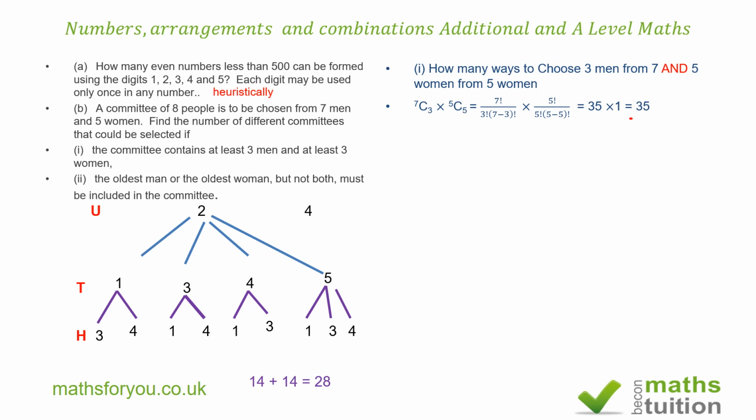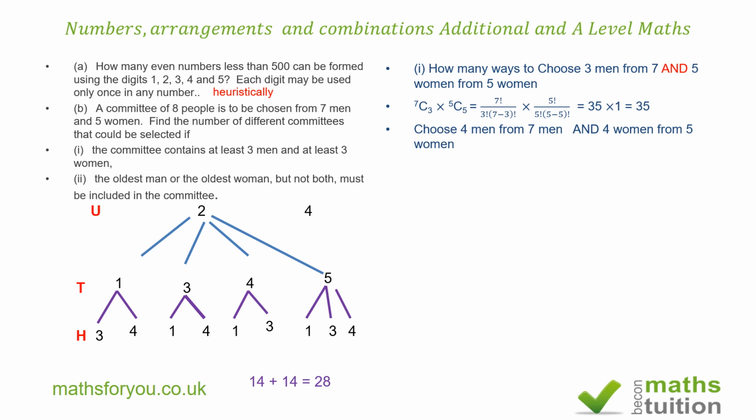that will be 35, because you've got this "and" there, which suggests that there should be multiplication somewhere. That's what we got there. If you remember our exercises on probability, similar to that. So we get 35.